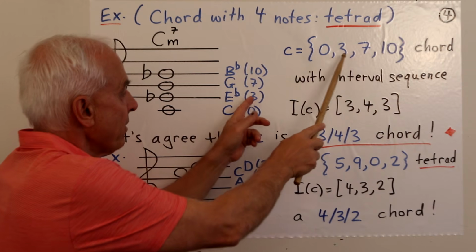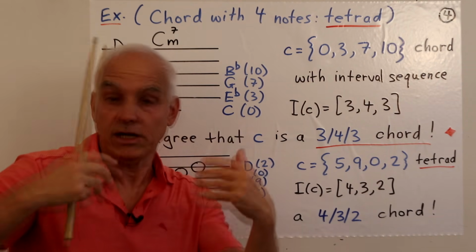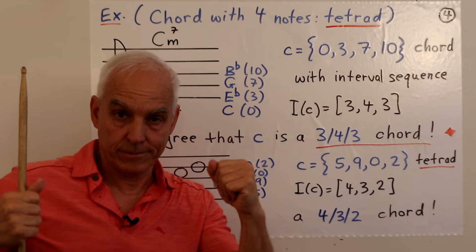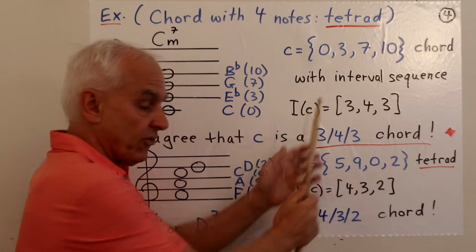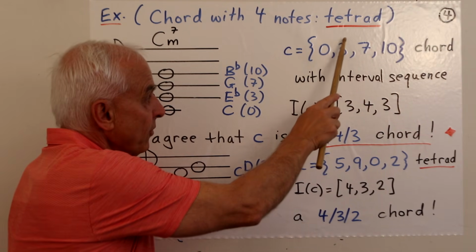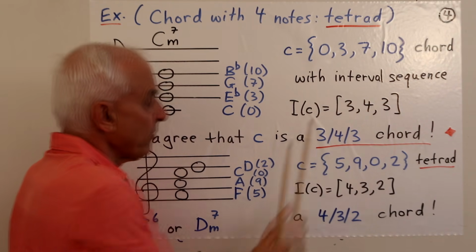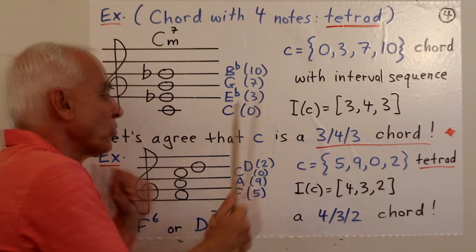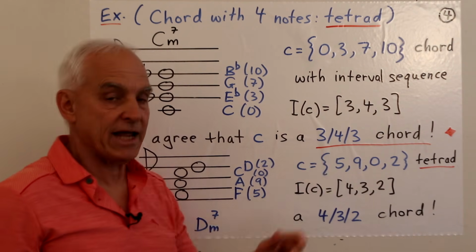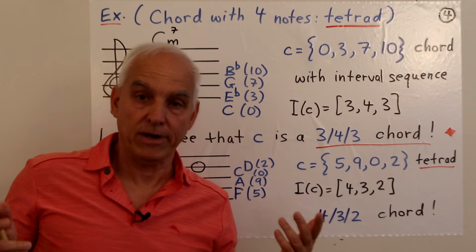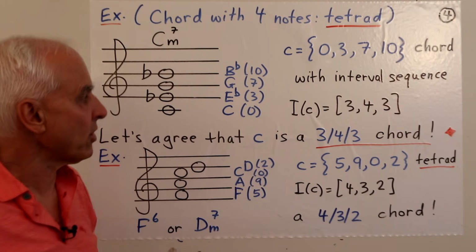In terms of our notation, this is how we would describe this chord: the 0, and then the 3, and then the 7, and the 10. We're just listing the various notes in the chord in ascending order. The corresponding interval sequence, given by this thing here with square brackets, is a 3, a 4, a 3. So this is an interval sequence of 3, 4, 3. A little bit more shortly, we can just say that this chord is a 3/4/3 chord. That's a nice way of describing what the chord is.